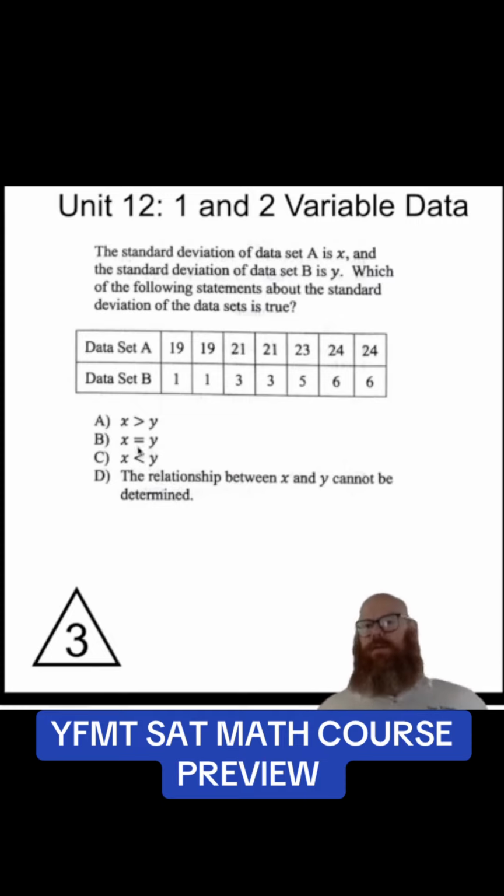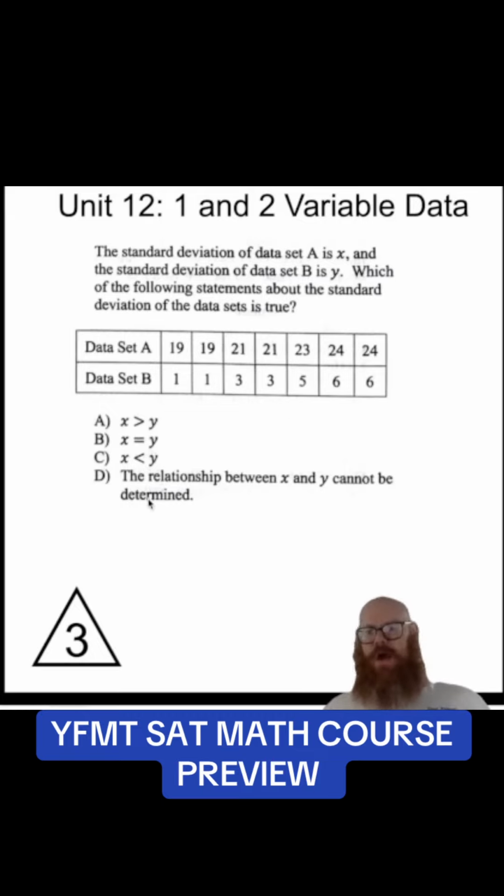In my opinion, what makes this a harder problem is this D choice, which means the relationship can't be determined. That's always difficult to deal with. It kind of messes with your head whether that's it or whether that's not. It's much easier if that's just not there. But in this case, it's not the answer.